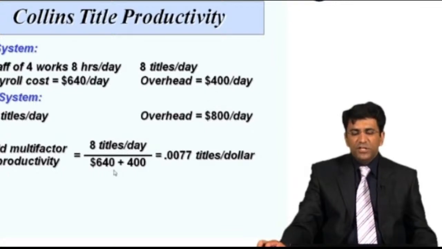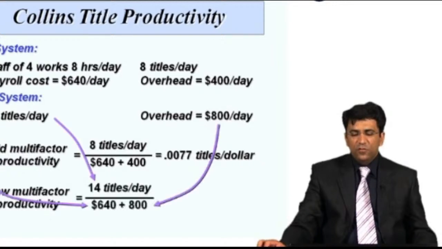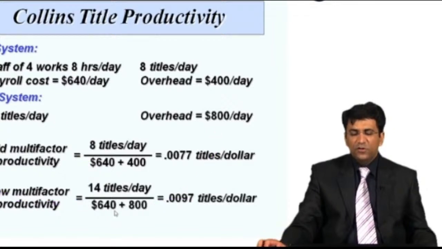Now if we calculate the multi-factor productivity for the new system, it will be equal to 14 titles per day, that is the new output for the new system, divided by this expense, that is $640 plus overhead expense $800, because the overhead expenses increased to $800 for the new system. So this is our new productivity.